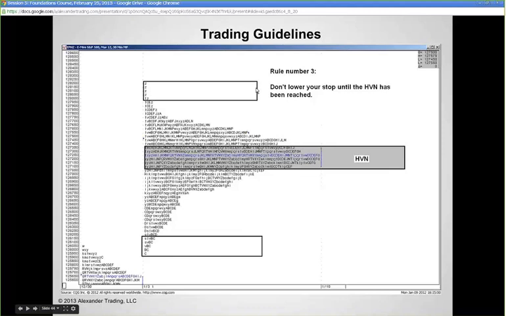Okay, general trading tips around the high volume node. I don't know, I've lost my notes.